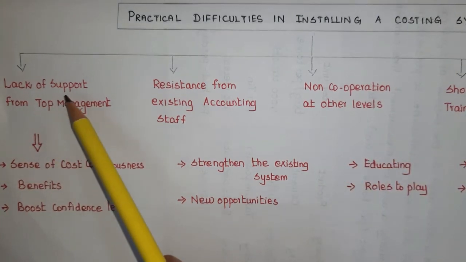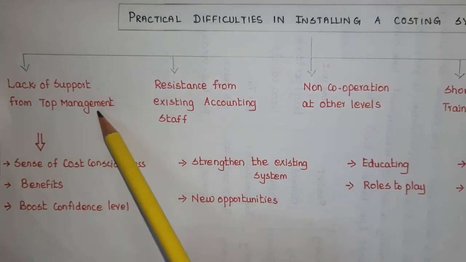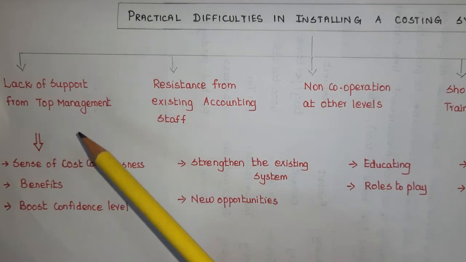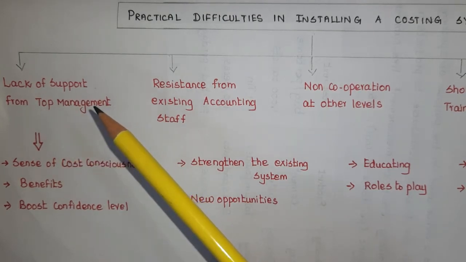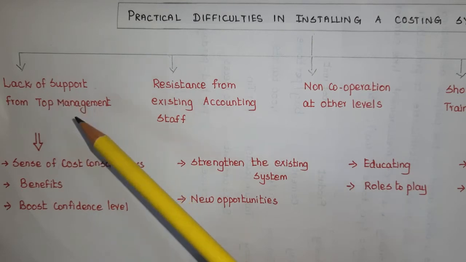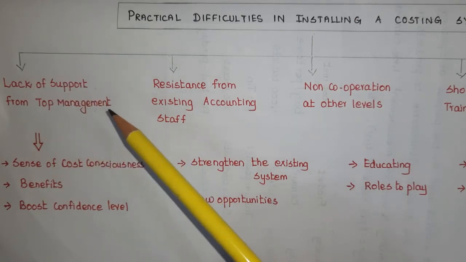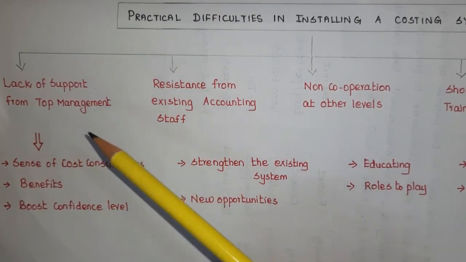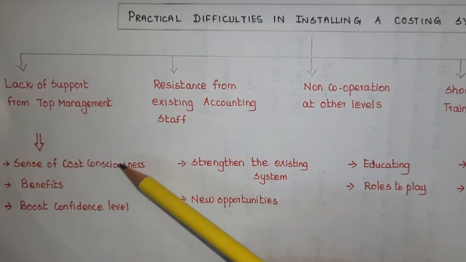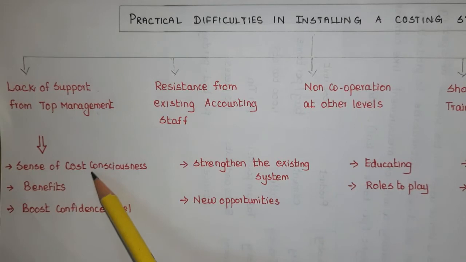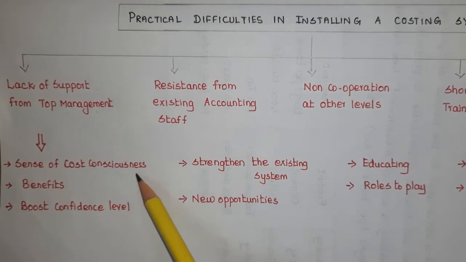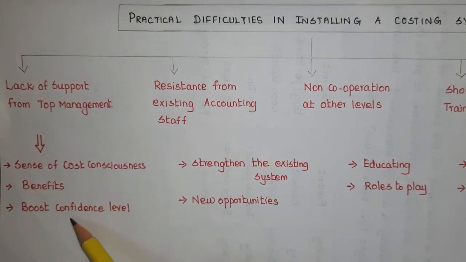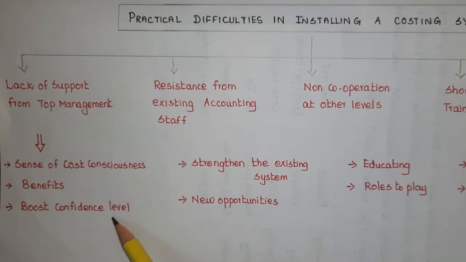The first point is lack of support from the top management. That is, when the costing system is introduced at the behest of the managing director or another director without the support of the other members of the top management team, the other members may not support it because they may view the system as an interference in their work. To overcome this difficulty, we have 3 points. That is, by creating a sense of cost consciousness in their minds, by explaining the benefits of the system, and by taking them into confidence before installing the system.